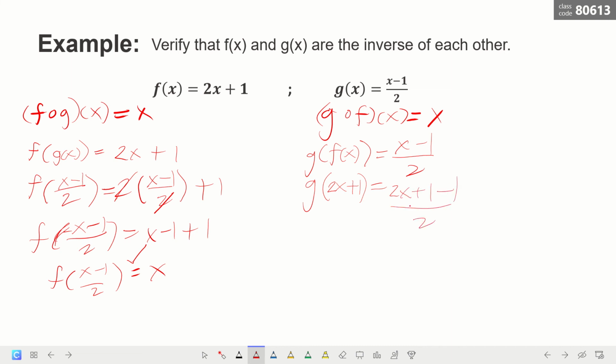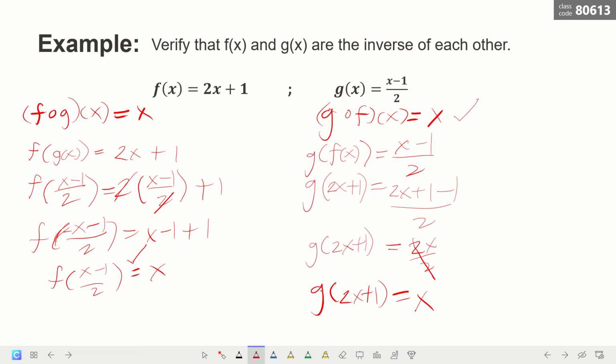So plus positive 1 minus 1 is equal to 0. So, therefore, g of 2x plus 1 is equal to 2x over 2. Eliminate si 2. Cancel natin si 2. And then, g composed of 2x plus 1 is equal to x. So, this also meets our property number 3. So, if g is composed of f of x, dapat ang sagot din niya is x.